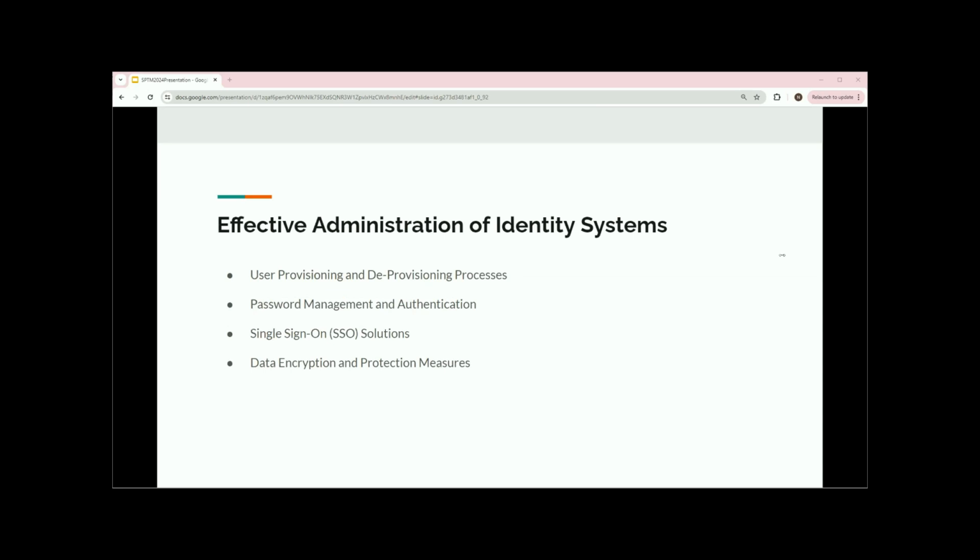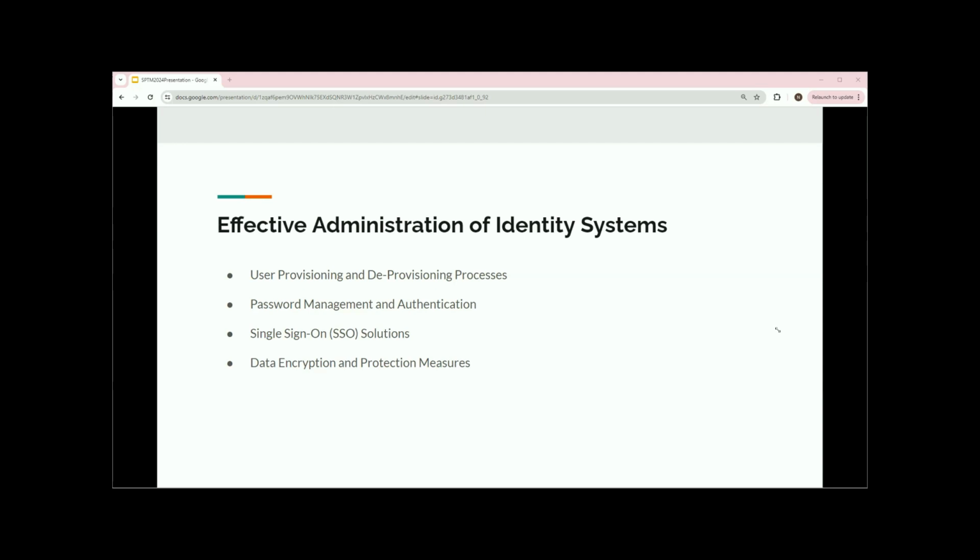Moving on to the next slide, right? Let's talk about the effective administration of identity governance. In this slide, we're going to talk about the provisioning and deprovisioning process, which we touched on in the previous slide during identity lifecycle management, how to do password management, single sign-on solutions, and data encryption and protection measures. Establishing a robust governance framework and protocol lies at the heart of effective identity system management. Clearly defined roles and responsibilities within the organization are crucial for ensuring accountability and transparency in identity management processes.